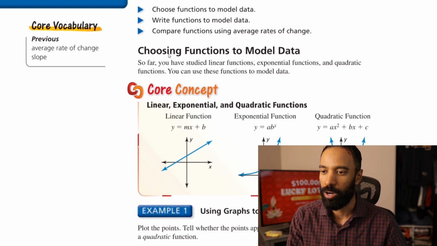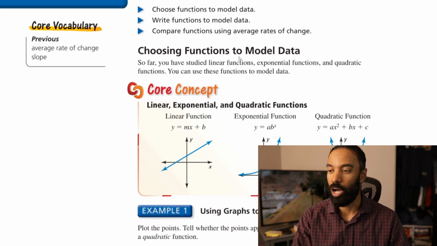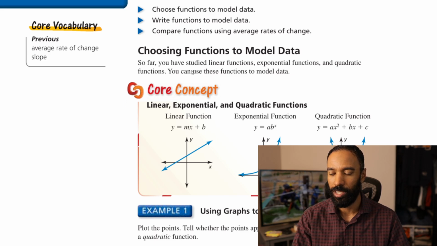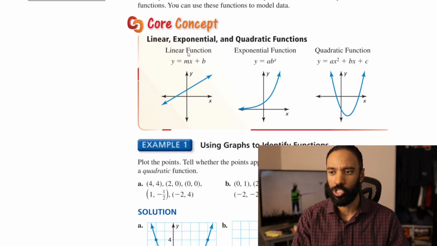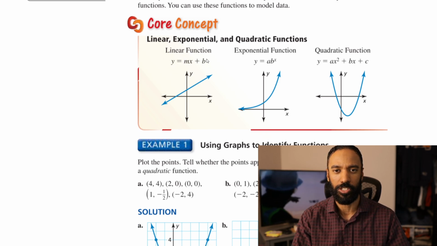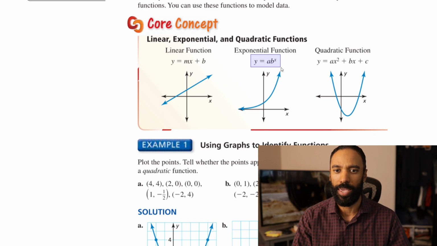All right, choosing functions to model data. So far, you have studied all of linear, exponential, and quadratic functions. Quadratic most recently, you can use these functions to model data. A linear function is a straight line. You get y equals mx plus b as its general form. Exponential, we've only used y equals ab to the x.